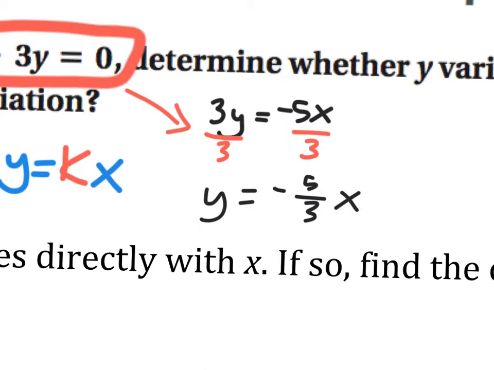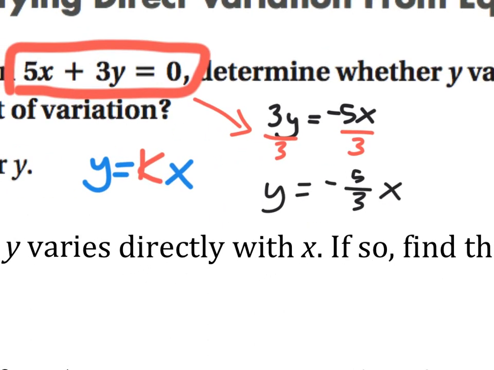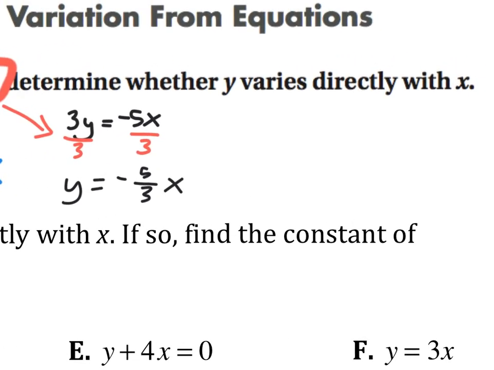So the question is, are these two forms, this here and this here, are they the same? I have y equals some number times x. y equals some number times x. So the answer here, is it a direct variation? The answer is yes. Why? Because k is negative 5/3.